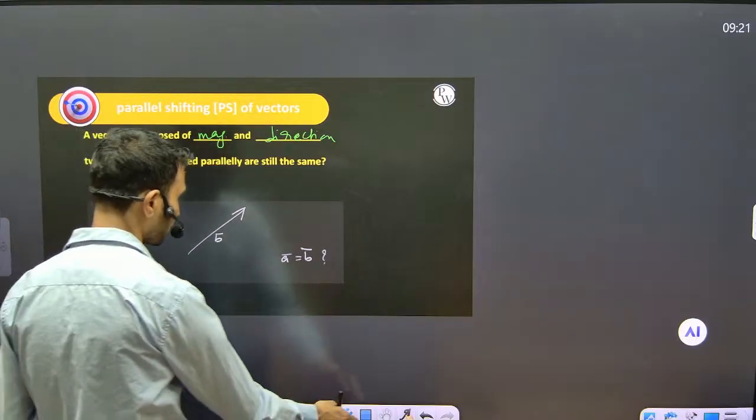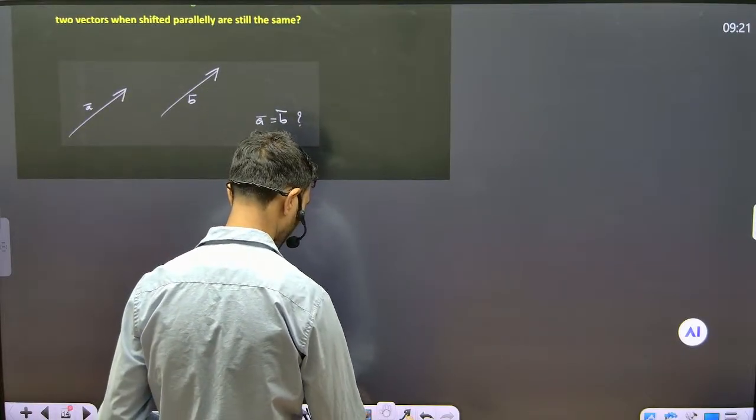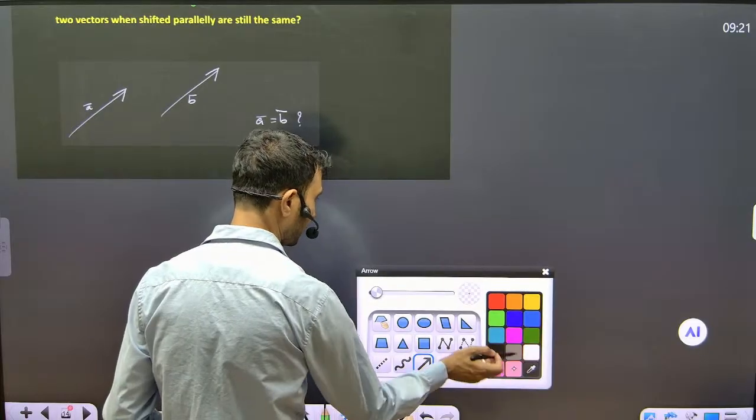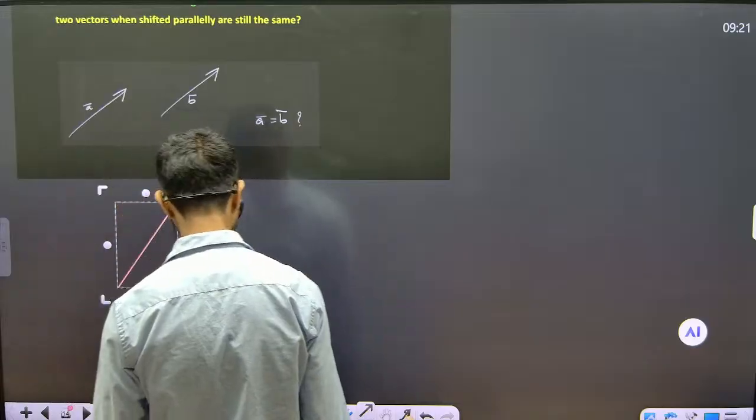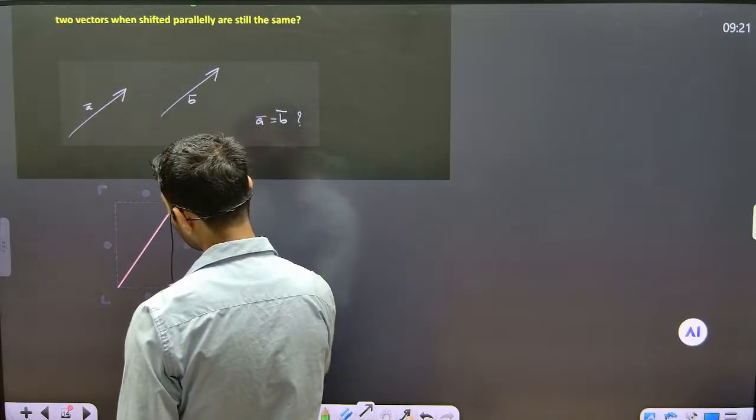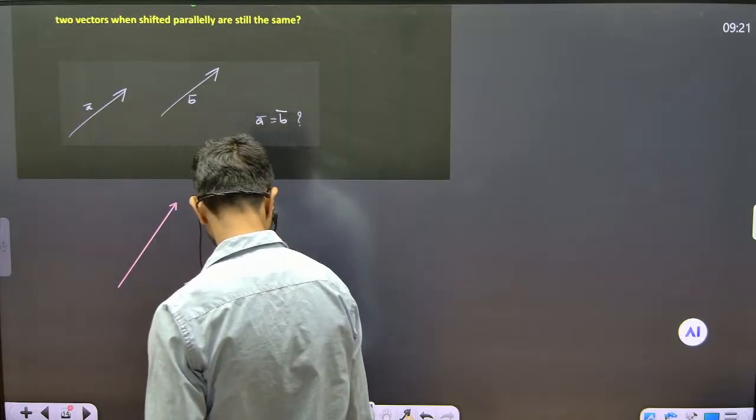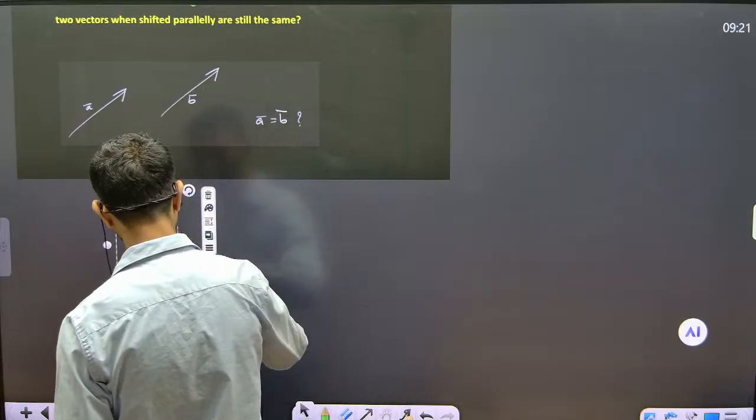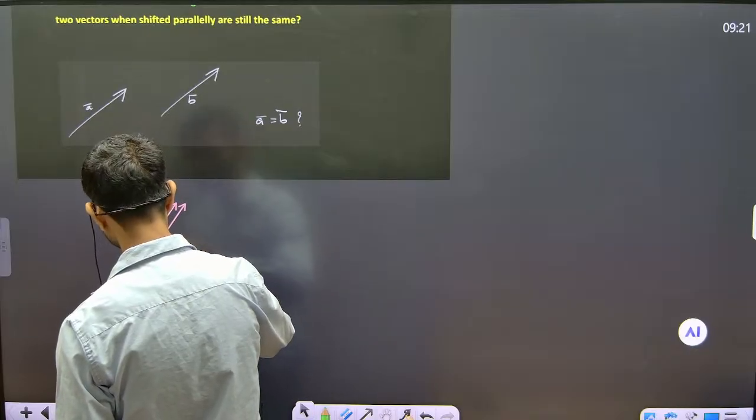So see, this is what I'm asking. Now answer this question. Let's say that there is a vector here, right? There is a vector, and I'm going to shift it parallelly. How? Well, I'm going to select it, and you see this is another vector.